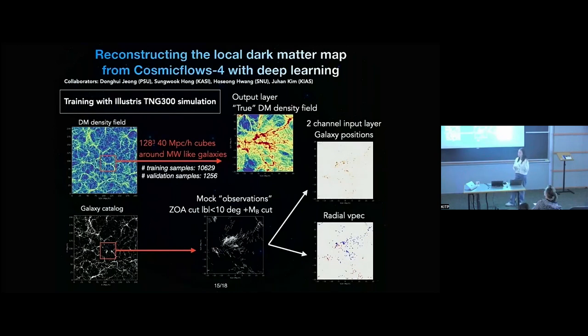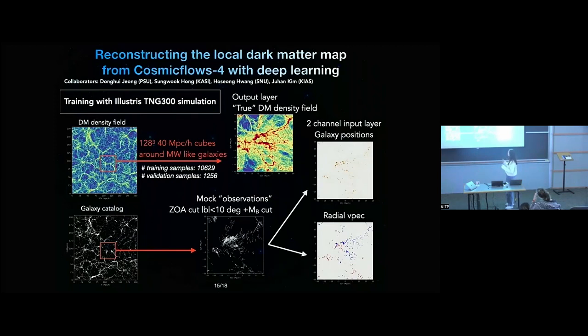I'm also working on a new method to reconstruct the dark matter map from the observed peculiar velocity field with a deep learning methodology. The training is done with the IllustrisTNG 300 simulation, and we construct the training and validation sample like this. We take the galaxy catalog, and we take subcubes inside it to construct the input layer, which contains the galaxy positions and the radial peculiar velocity.